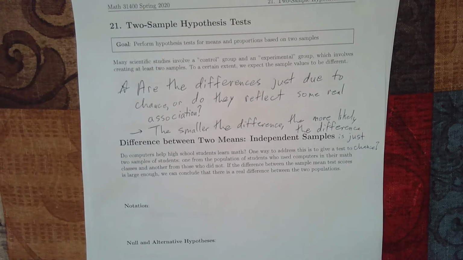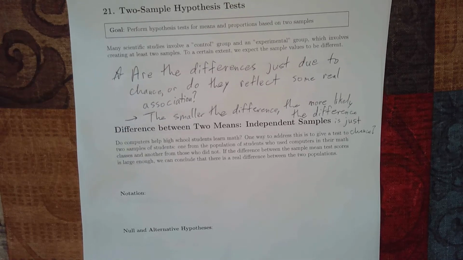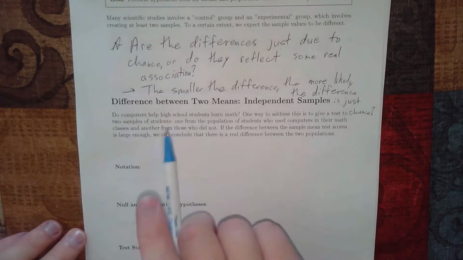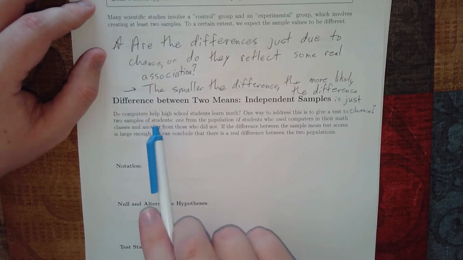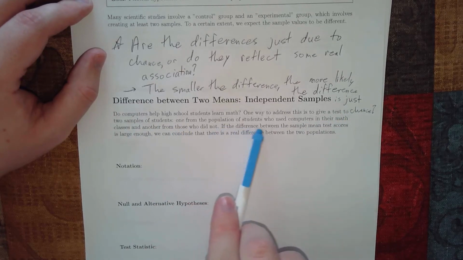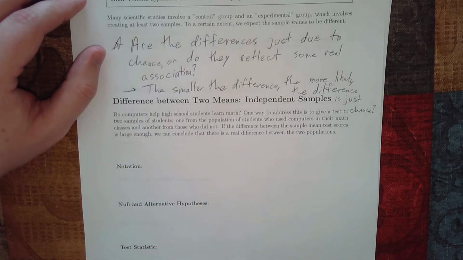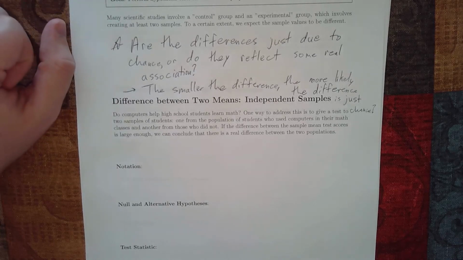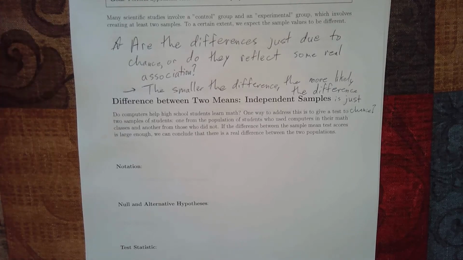All right, so there are a couple of different things that we might look at when we're comparing and performing a hypothesis test for multiple samples. One thing we might do is the difference between two means, where we have samples that are independent of each other. So a question related to this would be, do computers help high school students learn math? One way to address this would be to give a test to two sample groups of students, one who used computers in their math classes and another who didn't use computers. If the difference between the sample mean test scores is large enough, then we could conclude that there actually is a difference between those populations.